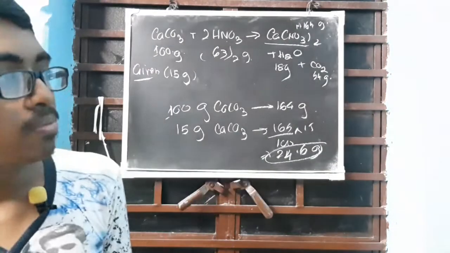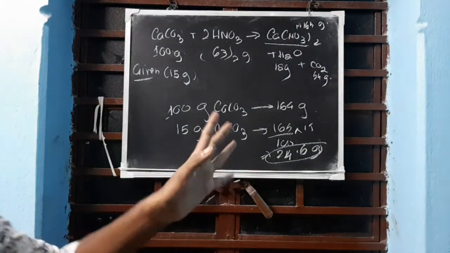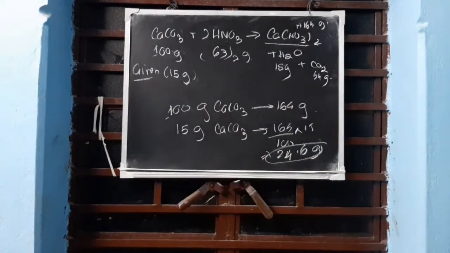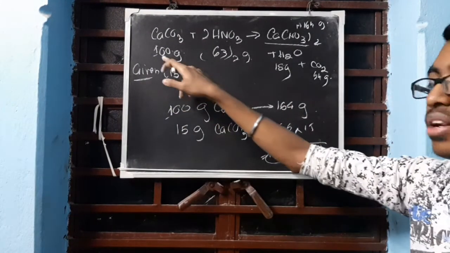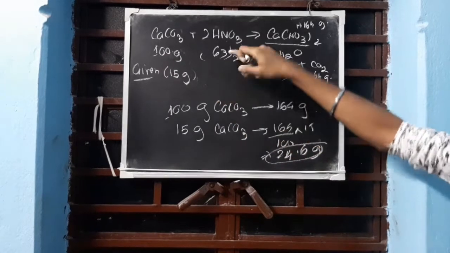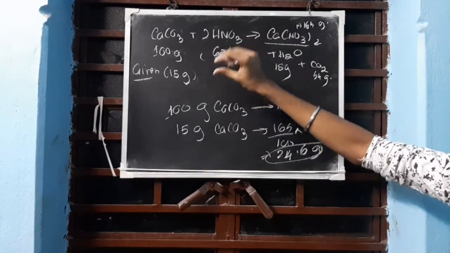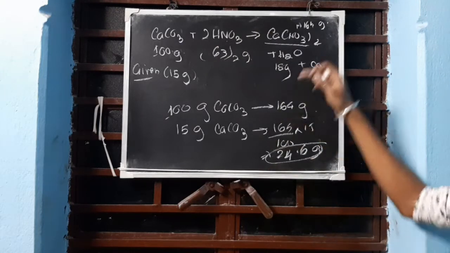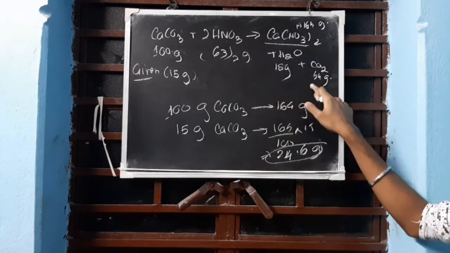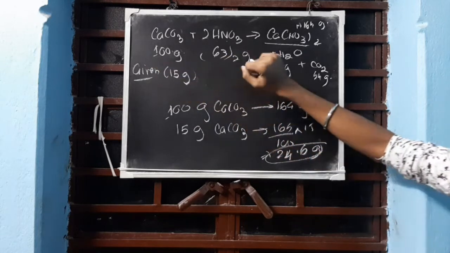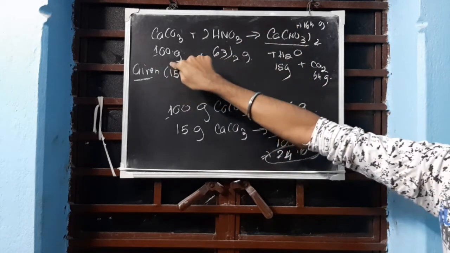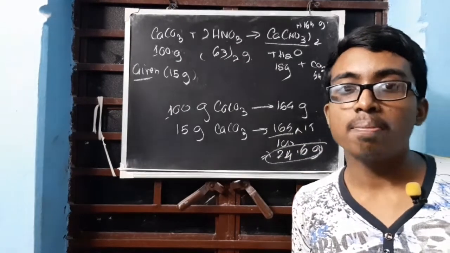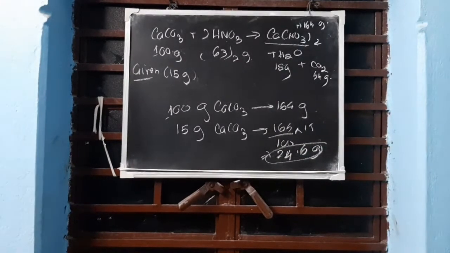What did we do? We had to write the equation first, get the molar mass of all the compounds, that is all the reactants and the products given in the question. 100 gram, 63 into 2 gram. When we are going to calculate, we are going to use this into 2, not 1. Clear? When the coefficient is present. 0, 164, 18, 44. 100 gram is producing how much? This much. So 15 gram will produce how much? This divided by this into 15. Simple unitary method. Answer is 24.6 gram.